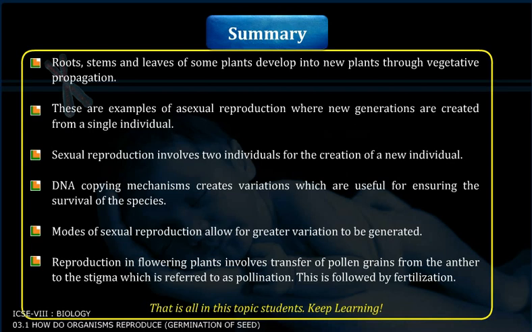Reproduction in flowering plants involves transfer of pollen grains from the anther to the stigma, which is referred to as pollination. This is followed by fertilization.